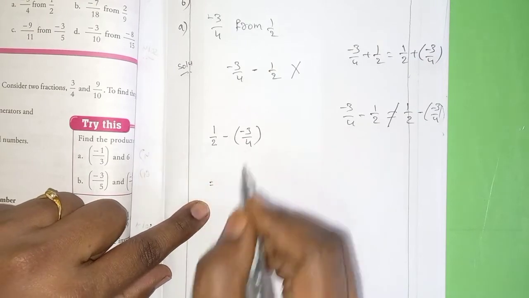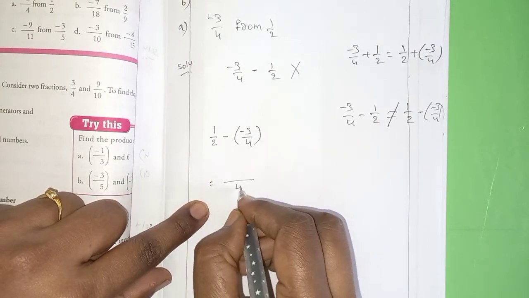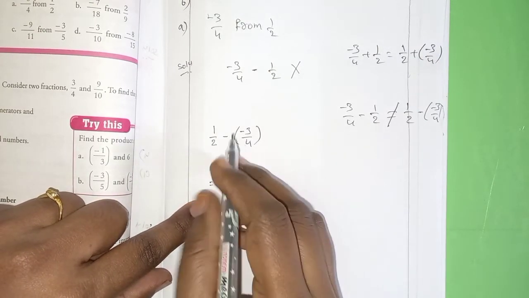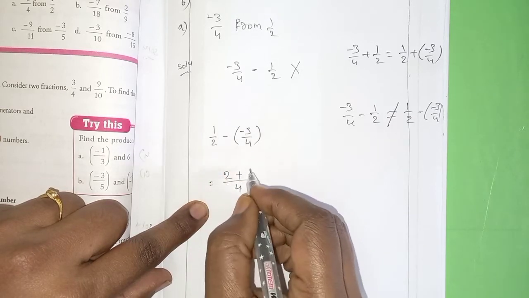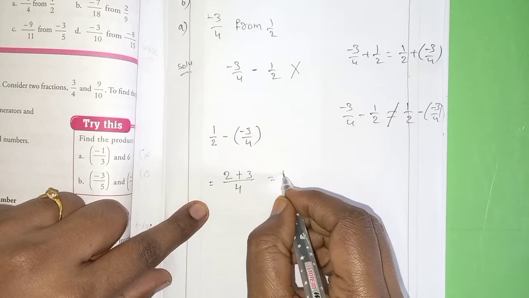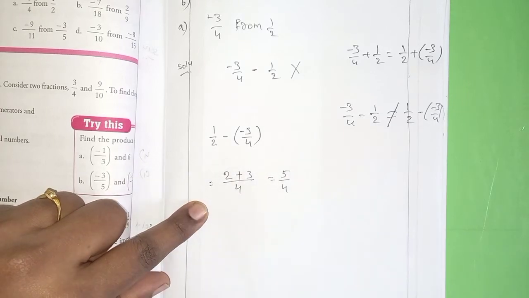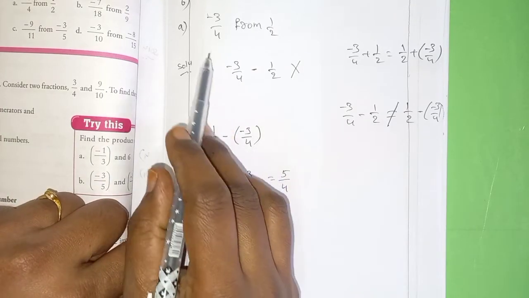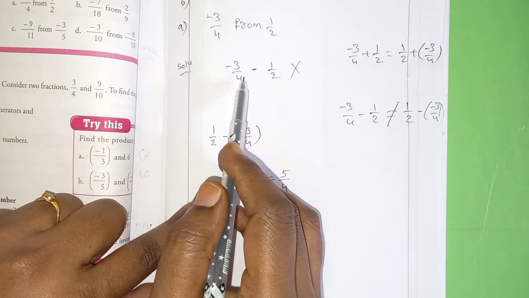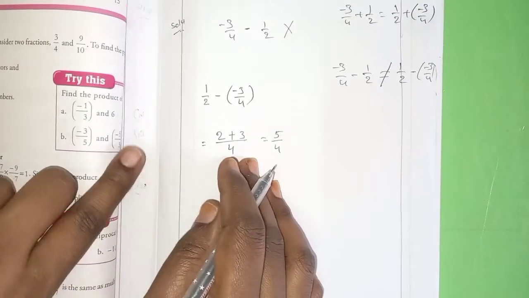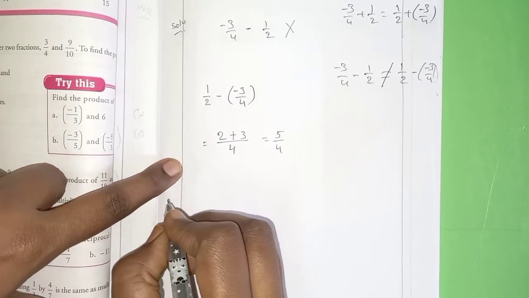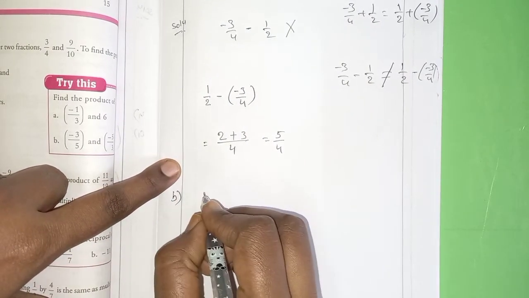Now, the LCM of 2 and 4 is 4. 2 2s are 4. 2 into 1, 2. Minus into minus, plus 3. 3 plus 2, 5. 5 by 4. This is the answer. See, if you directly write like this, you will get exactly the wrong answer. Okay. Next.